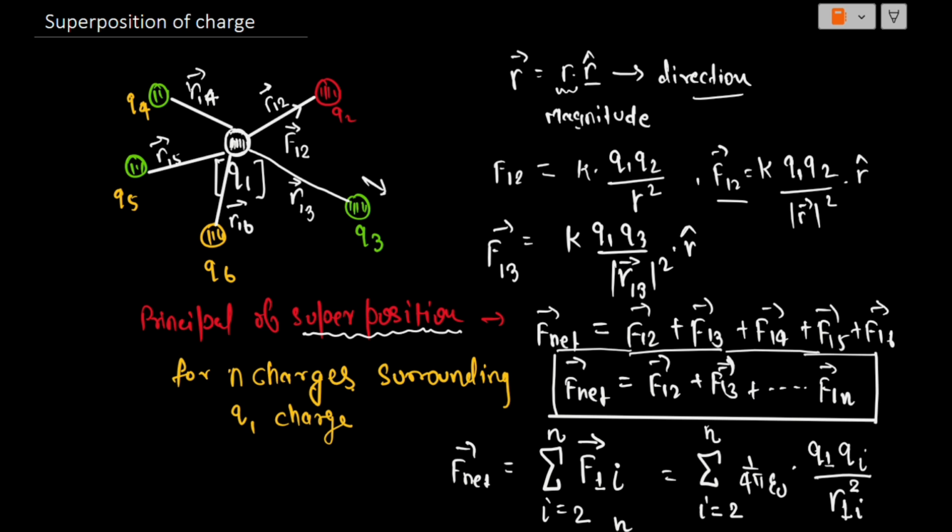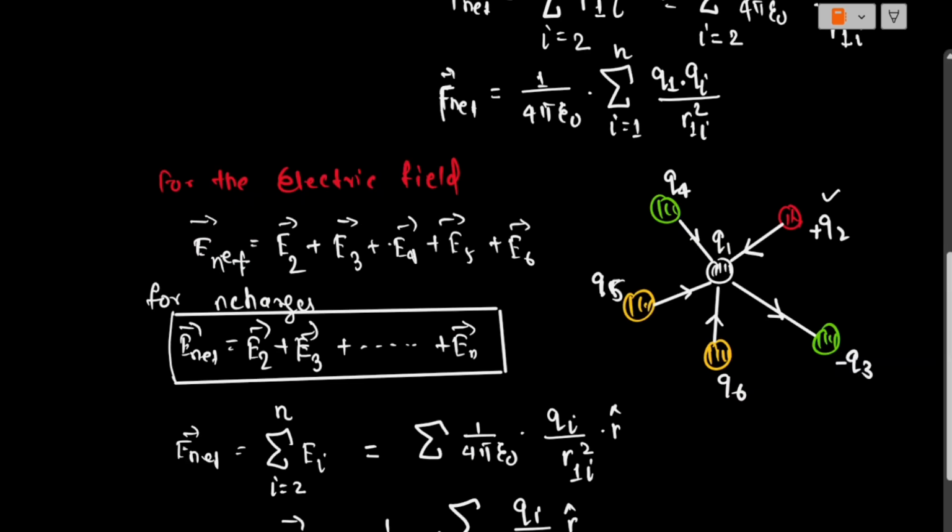Now these surrounded charges do not interact with each other. So it is given that the q2 charge will never interact with the q3 charge, and the q3 charge would never interact with the q6 charge. They all act individually on the q1 charge. This is a main point that you should remember in the principle of superposition, for the force and for the electric field as well: only the individual charges act on the q1 charge.